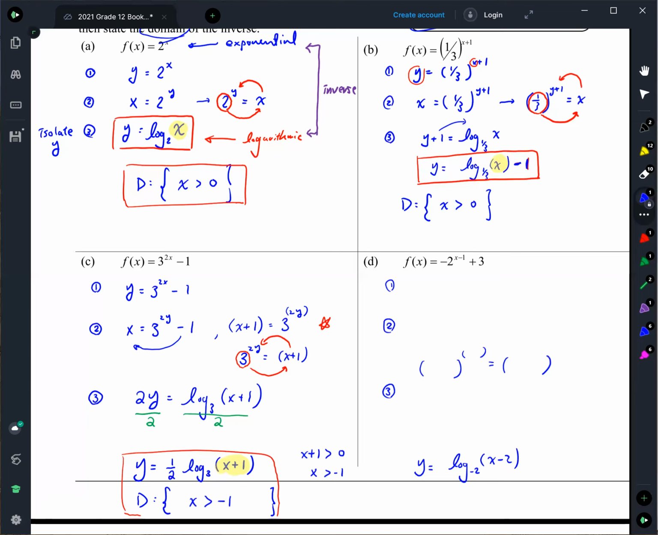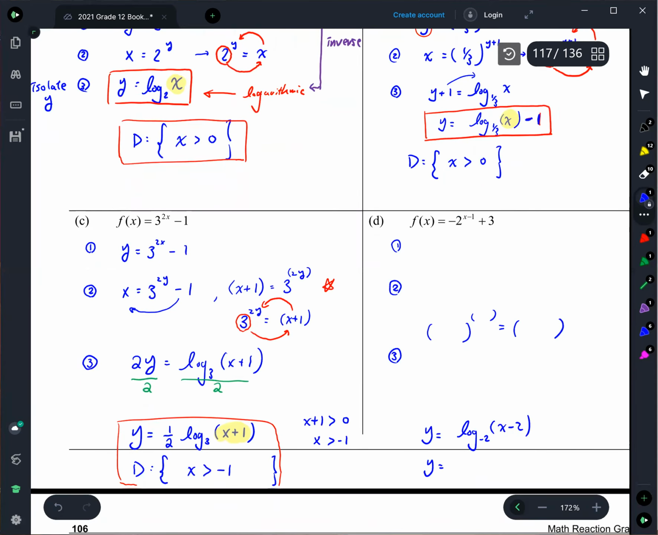I got something different. Can you tell us? I got y minus 1. You need to isolate the y. Oh yeah, but then okay, so I got y equals log base negative 2 of x minus 3, and then plus 1. Plus 1. Okay.